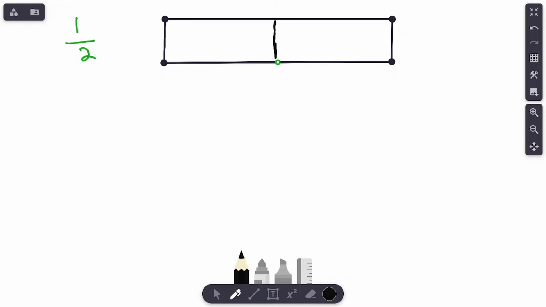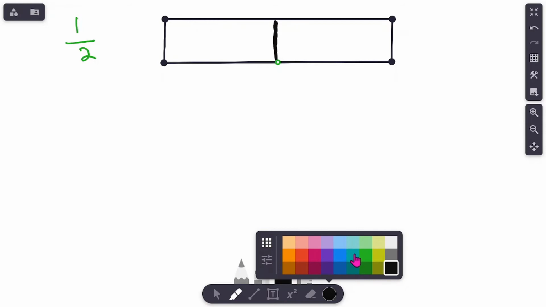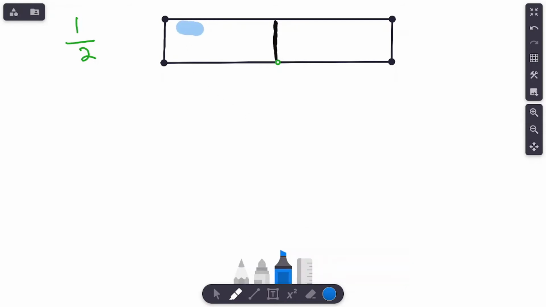I'm going to color it in. There we go. So I've got 2 equal sections. Here's 1 section, here's 2 sections. Let me color that in. Let's go with the bluish color here. So we've got 2 equal sections. I'm going to represent 1/2 like that. Our colored in section here is 1/2.